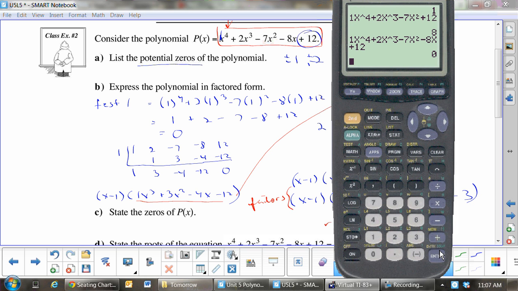Okay. Now, this is what I need to do to be able to try negative 1. Okay? You ready? So I'd go negative 1 store x, and then I have to press enter, so it's in there. Now I have to press second enter twice. Then I press equals again. Negative 1 is not a factor.